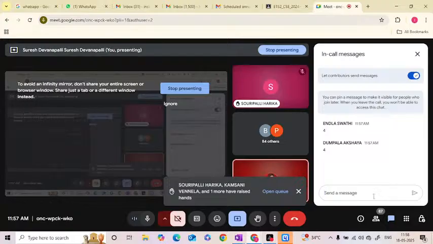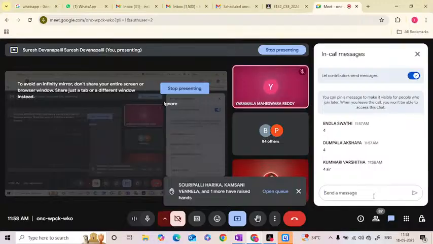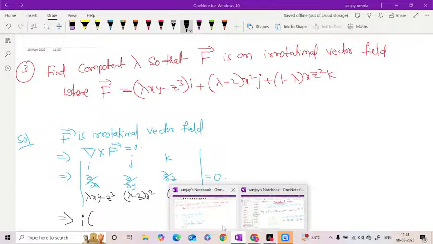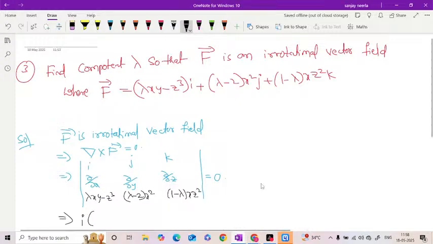Okay, from C4, lambda equal to 4. From C4, okay, Varshita, very good. So if lambda is equal to 4, then this is an irrotational vector.